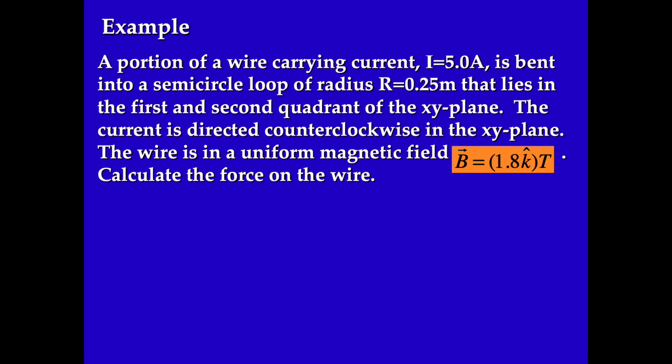Okay, and you can read the problem. So this wire has current of 1 amp, and it's semicircular, and the current is counterclockwise. And I'm going to have to draw a radius vector, just a radius. And let me switch views now.